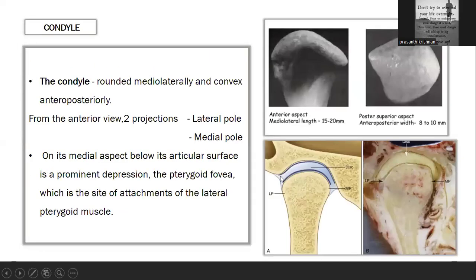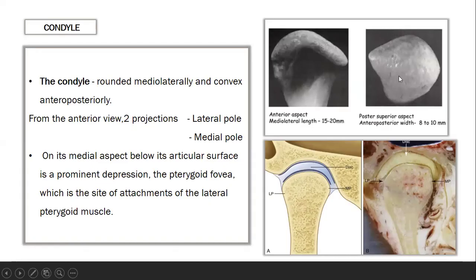Next one is the condyle. A condyle is rounded mediolaterally and convex anteroposteriorly. Here you can see it is rounded mediolaterally and convex anteroposteriorly. From the anterior view, it has two projections, the lateral pole and the medial pole. On the medial aspect, below its articular surface, is a prominent depression. It's the pterygoid fovea, which is the site of attachment of the lateral pterygoid muscle.